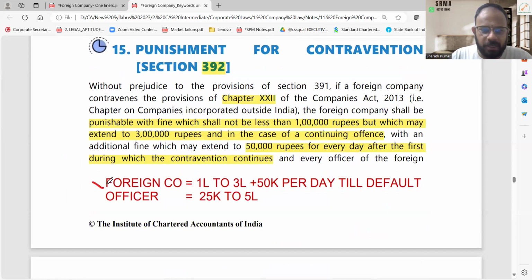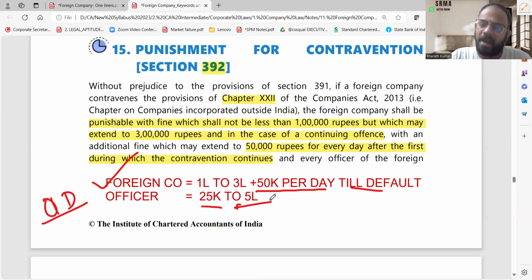Punishment for foreign company, what is the punishment? 1 lakh to 3 lakh plus 50,000 per day till the default. And for officer in default, we call it OID. What is OID? Officer in default, 25,000 to 5 lakhs. This I told you, they have asked in a book back question. So you can remember this. 1 lakh to 3 lakh plus 50,000 per day till you continue. So they will not stop with 3 lakhs as a maximum. Till the default continues, they will daily get 50,000, which is an enormous amount. Correct?